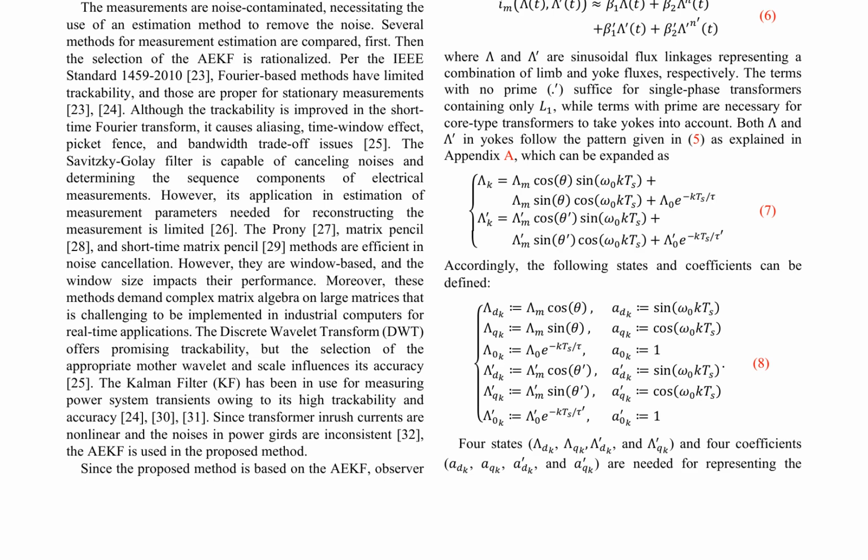A simplified and discrete time form of the flux linkage is employed, considering the residual flux linkage and decay time constant. The magnetization current is approximated using 2 polynomials with distinct parameters for single-phase and core-type transformers. The states and coefficients are defined, including the sinusoidal flux linkages representing a combination of limb and yoke fluxes. 4 states and 4 coefficients are required for representing the magnetization current. The AEKF's high trackability and accuracy make it an effective tool for estimating the transformer current, enabling accurate monitoring and analysis of power system transients.